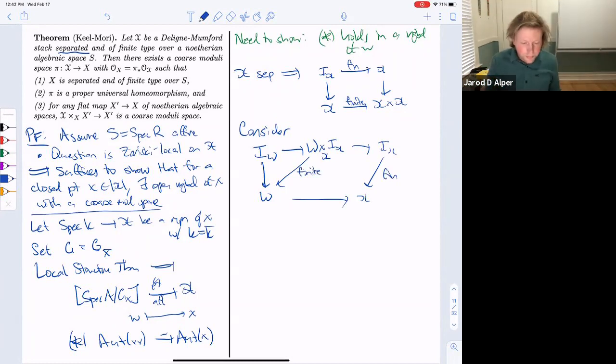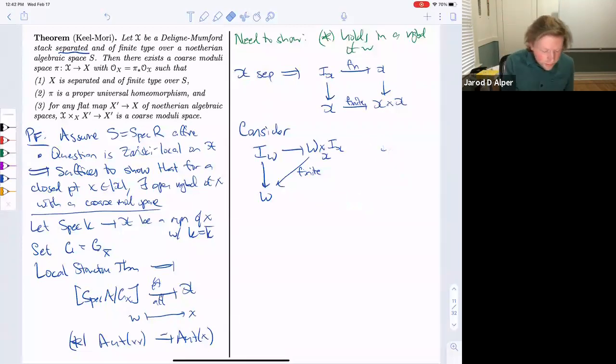Let me discard this right-hand part now. But it actually turns out, this is sort of an amazing Cartesian diagram. It turns out that if you consider the fiber product here, this square is Cartesian.